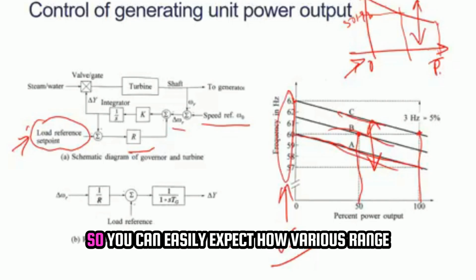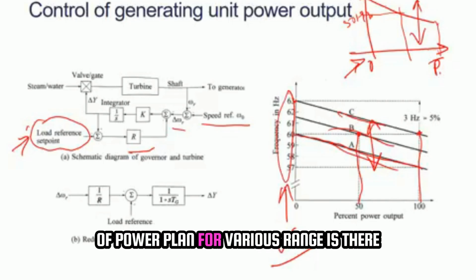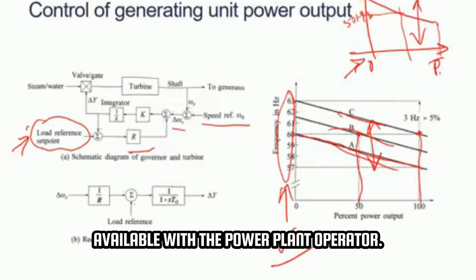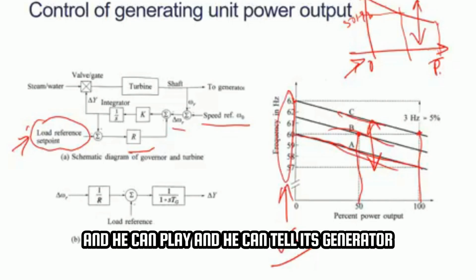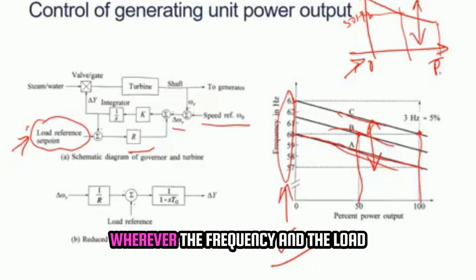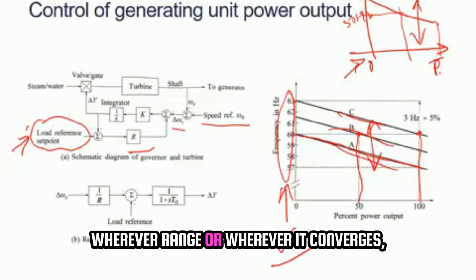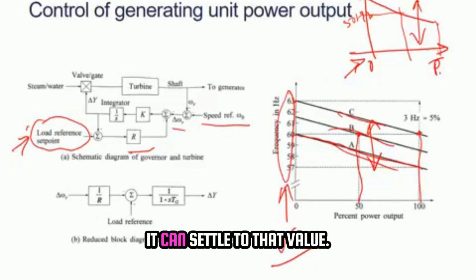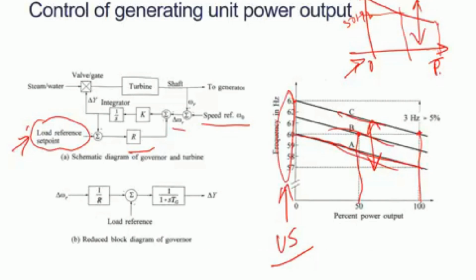So I hope you are getting the logic of how these different R set points will play. So you can easily expect how various ranges of power are available with the power plant operator, and he can tell his generator to operate within this range wherever the frequency and the load change is happening. Based on that, wherever it converges, it can settle to that value.